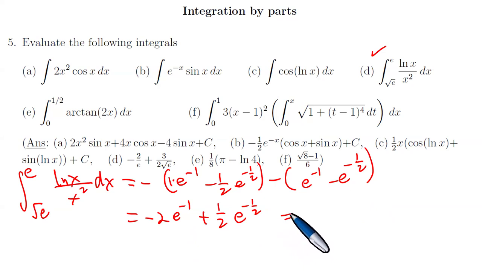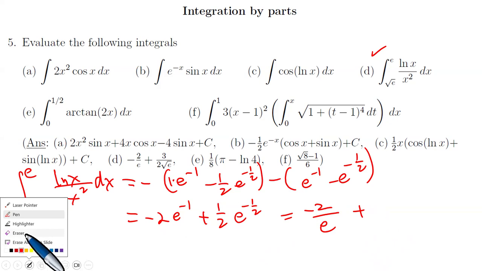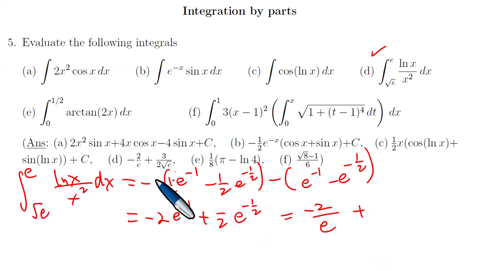And then what you are getting here becomes the following. You can write this as minus two over e plus. Let's check. Yeah, there are sign issues here. This and that would be minus two, but this one is going to be a plus, which is a plus half, and this one is exactly a one, which is exactly three out of two. This is exactly three out of two, the square root of e. So we have been able to do part D.